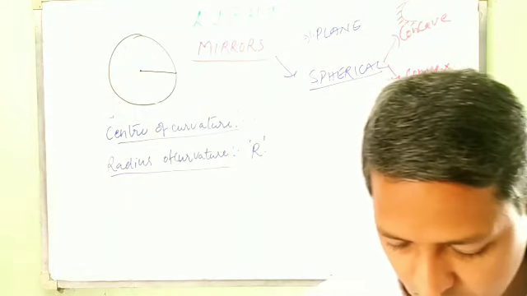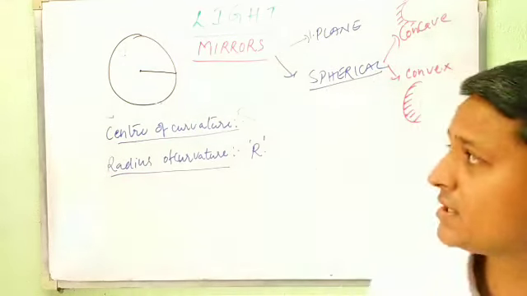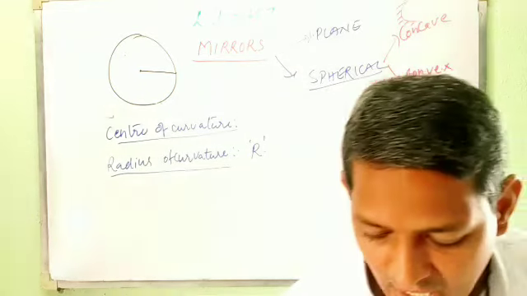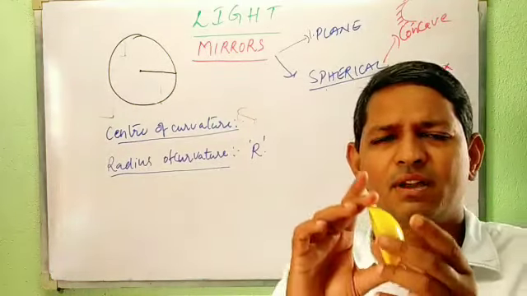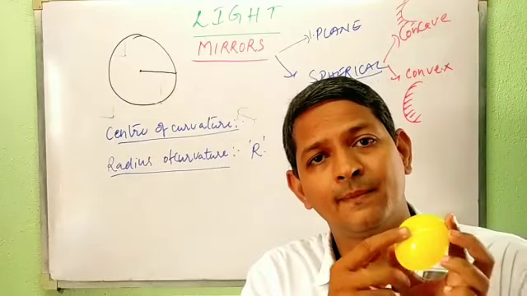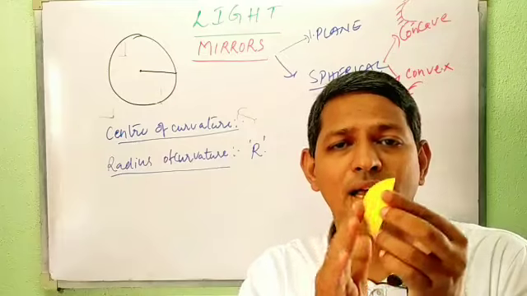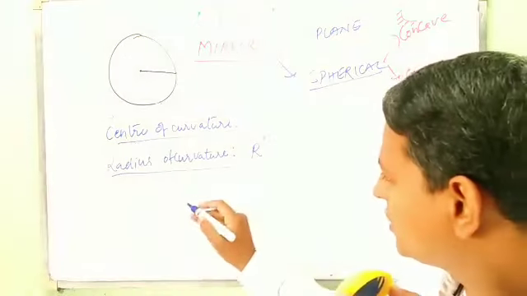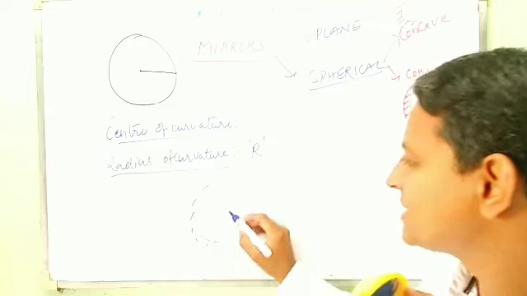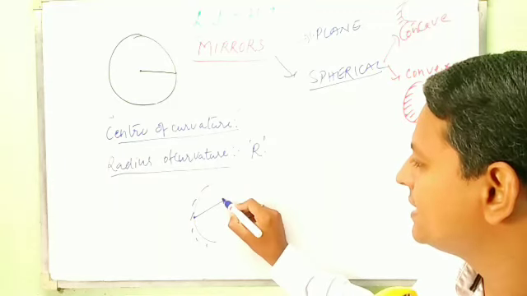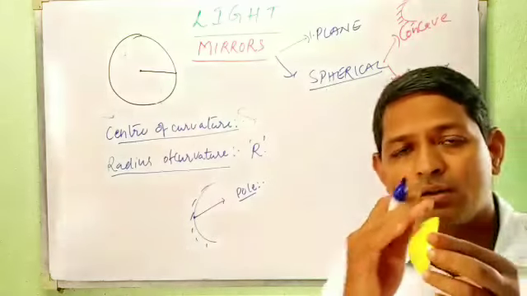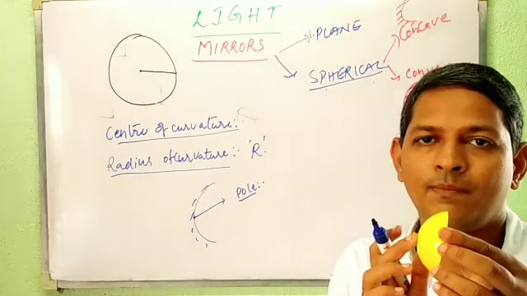this is called a convex mirror. So two parts of the mirror we have understood just now, that is center of curvature and radius of curvature. After understanding center of curvature and radius of curvature, this part of a mirror also has a center. This curvature also has a center. That center is called the pole.